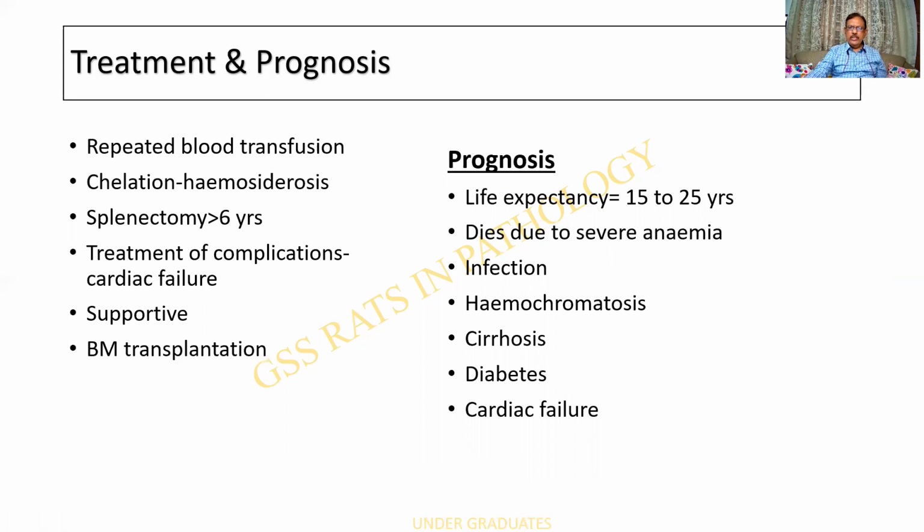And what is the prognosis? The life expectancy is short, 15 to 25 years. The child dies due to severe anemia and cardiac failure. Recurrent infections, hemochromatosis can produce cirrhosis, diabetes, and cardiac failure is the thing.